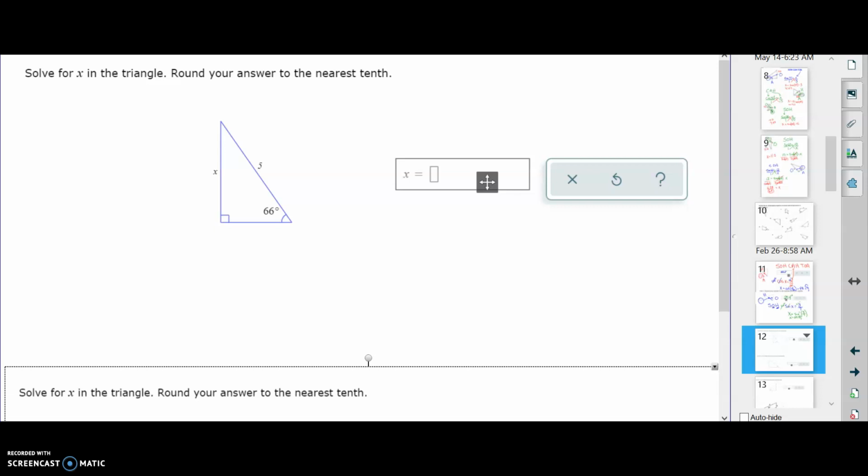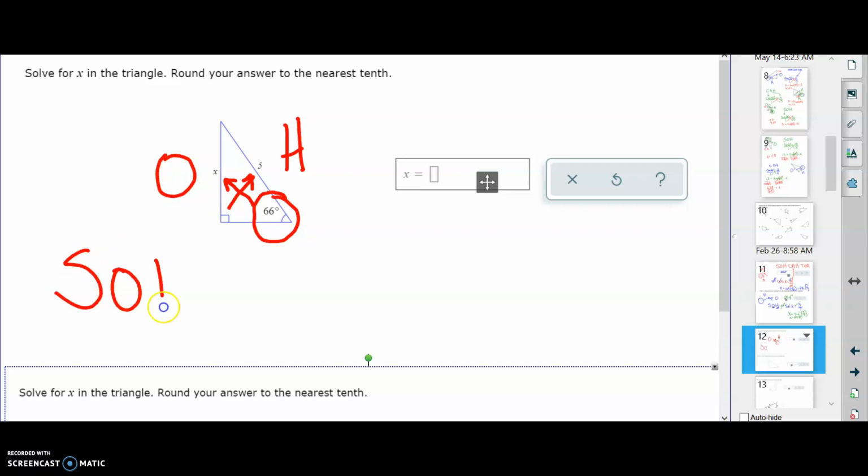Okay, all right. Finding the missing side. So if I wanted to find the area of this triangle, I would need to find the base and the height. So in this case, we're going to find the height first. So I'm circling the angle. The 5 will be the hypotenuse because it's across from the 90. Okay, and then the x is across or opposite the 66. Okay, so again, I've got the O and the H, so we're using sine.